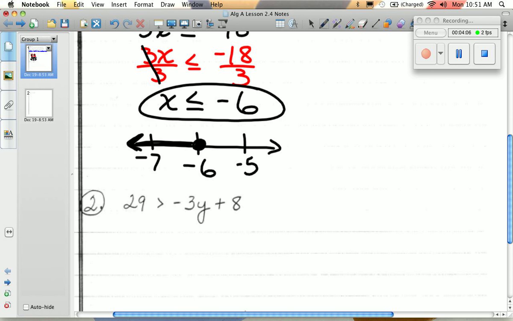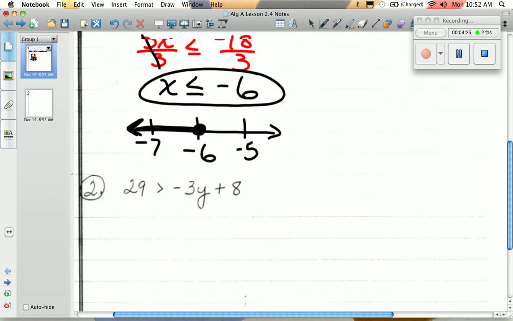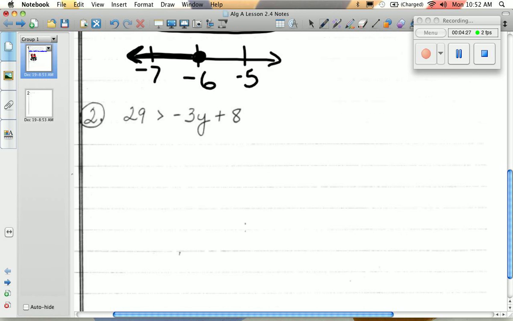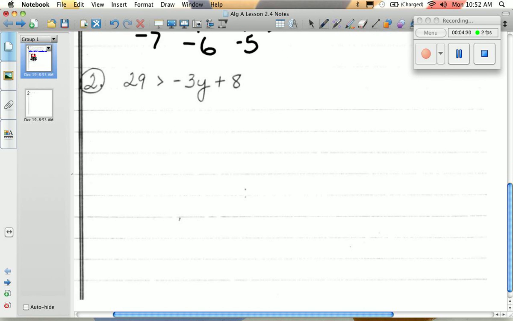There are lots of other numbers besides negative 7 that are less than negative 6, but we were just checking out the integer neighbors. Okay. Any questions? So, are you learning anything really new today? No. You're taking all of the skills that you've learned previously and pulling them all together now to solve multi-step inequalities. Any questions about number 1 at all? Okay, let's move on to the second one.